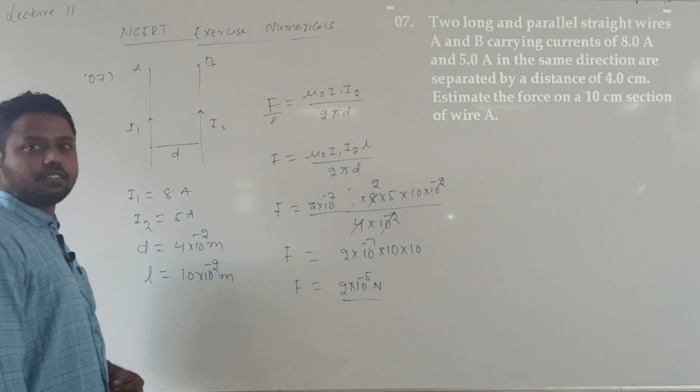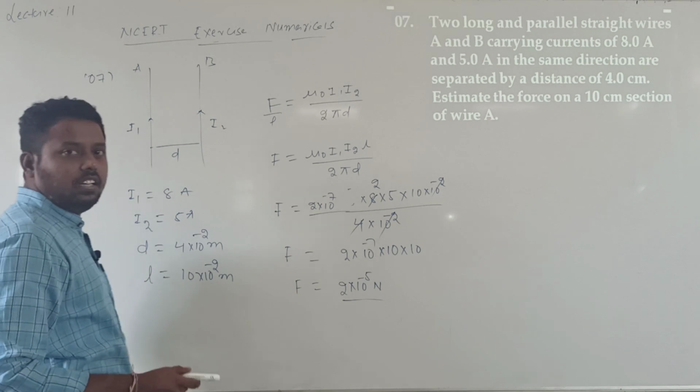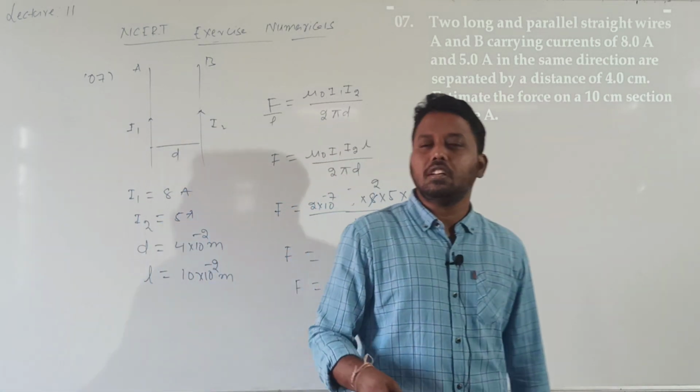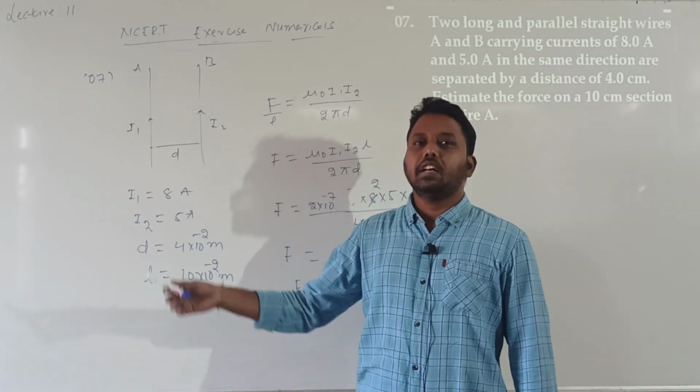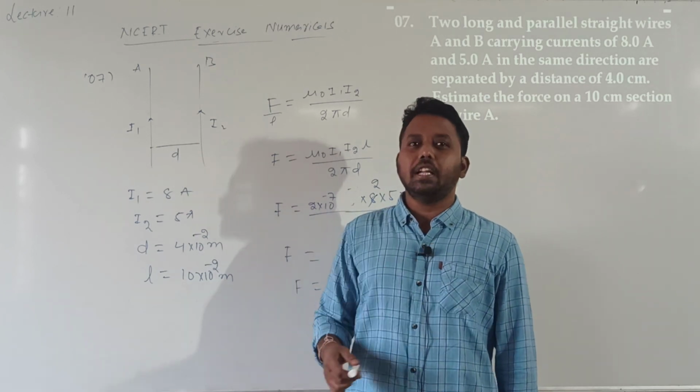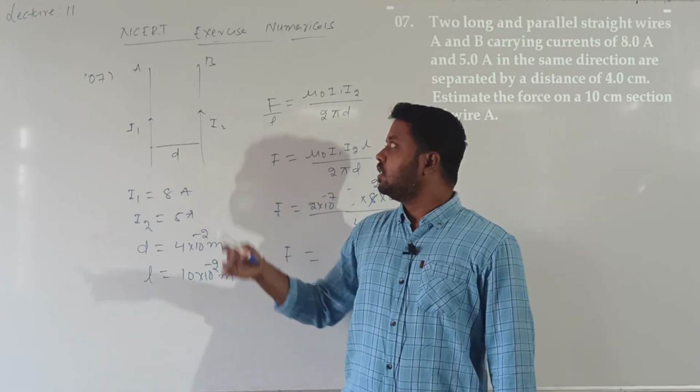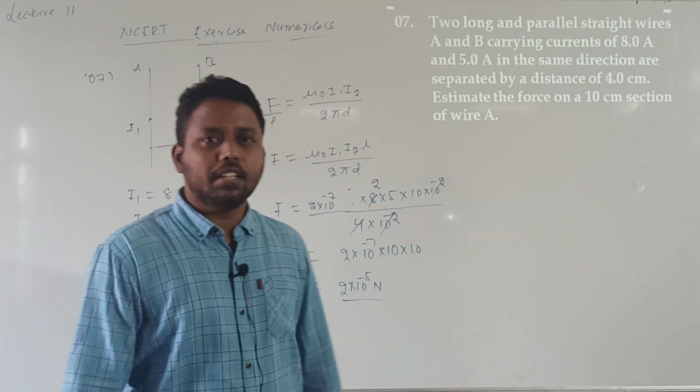Understood? And we also discussed that if the current is passing in the same direction, they will attract each other. If the current is in the opposite direction, they will repel each other. So okay, this is question number 7.